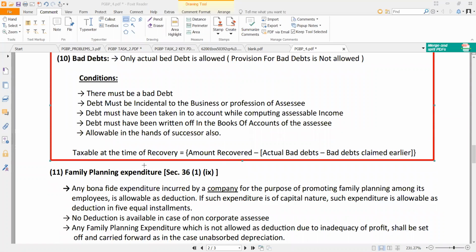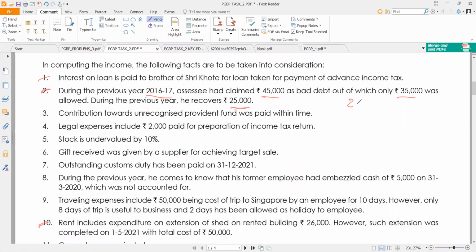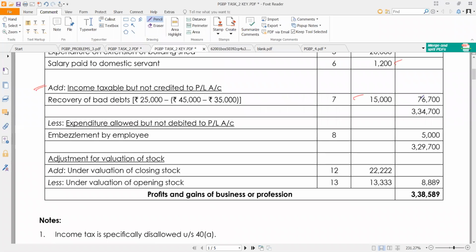Yeah. What is taxable at the time of recovery, how much? It was clearly given. This is the amount: amount recovered minus actual bad debts minus bad debts claimed earlier. So that is the same logic which applies in this particular case also. Here, recovery is 25,000 minus actual bad debts minus allowed bad debts. 45 minus 35, that is 10,000. So 25 minus 10,000 is 15,000. That is what is taxable now. And that is what is given as taxable here, 15,000. Is that clear now?